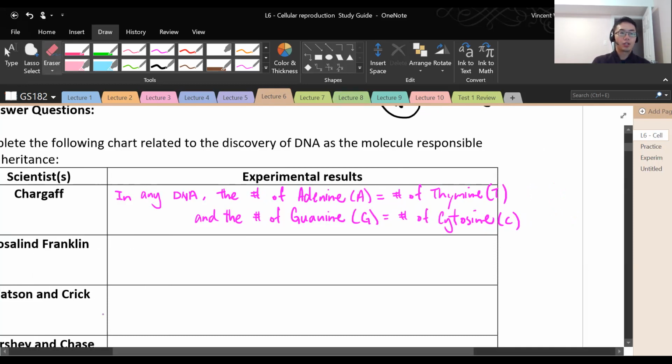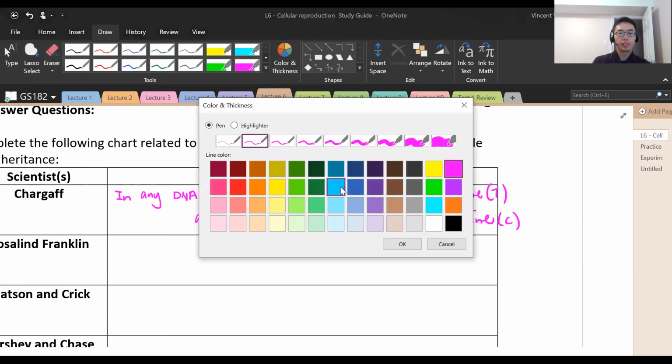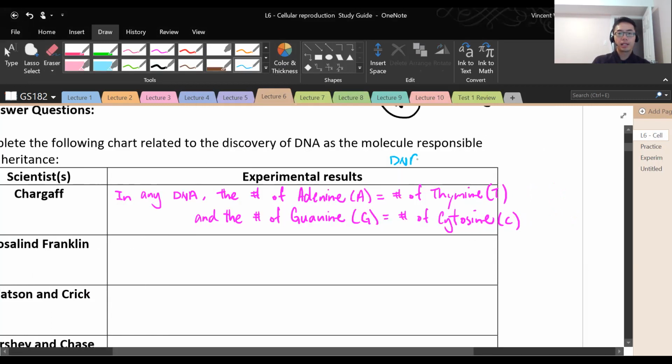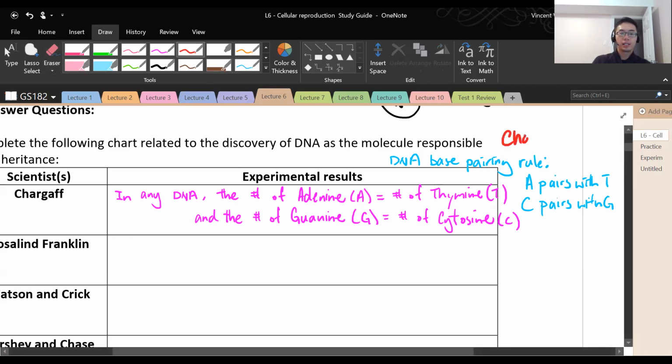So the Chargaff's base pairing rule, DNA base pairing rule, is that A pairs with T while C pairs with G. We know this already. Sometimes this is also called Chargaff's rule. All right.